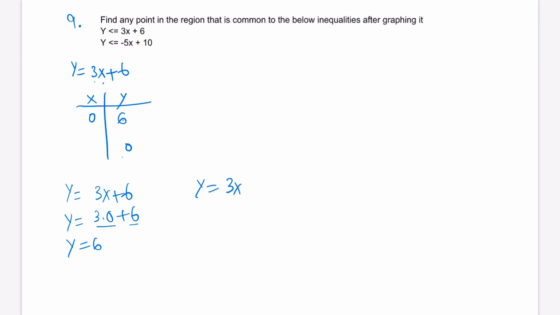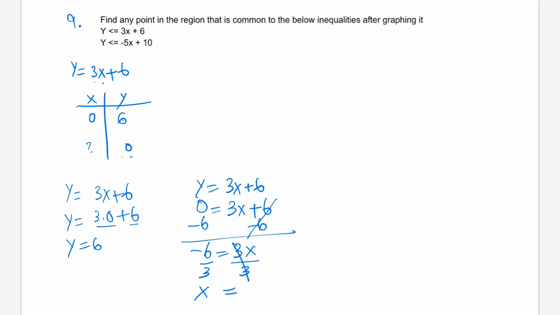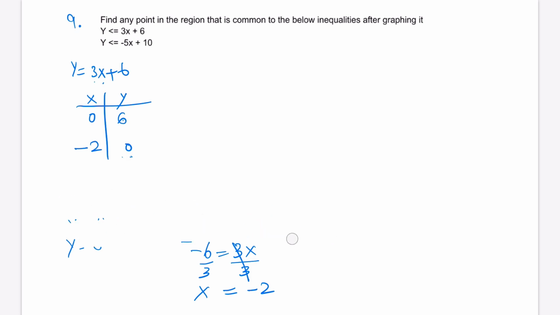Let's rewrite this: y is 3x plus 6. When y is 0, the next point is what is x. When y is 0, we are left with 0 is equal to 3x plus 6. Remove 6 from both sides. I am left with minus 6 is 3x, or x is equal to negative 2. So when y is 0, x is negative 2. We figured this out for the first inequality. Let's do the same thing for the next inequality. The next one is y, let's start with equal to negative 5x plus 10.